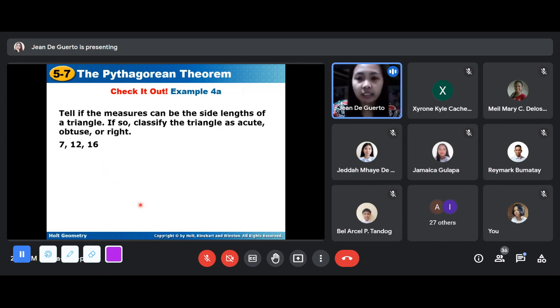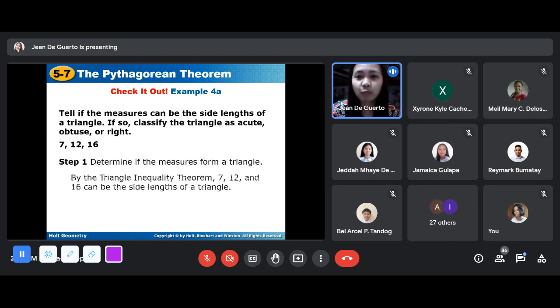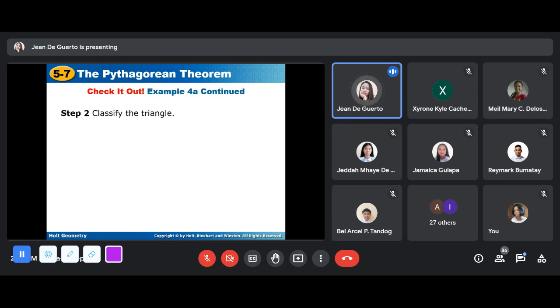7, 12, and 16. Are they possible sides of a triangle? Yes or no? Yes. So therefore, we can proceed to step 2. Kasi 7 plus 12 is 19. 19 is greater than 16. So yes, by the triangle inequality theorem, they are side lengths of a triangle. So we can classify them.